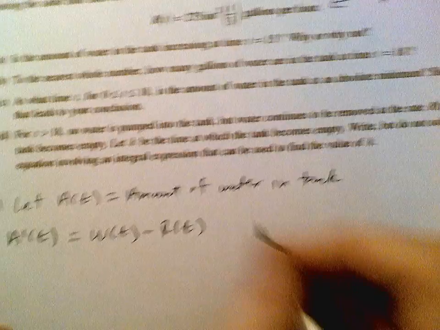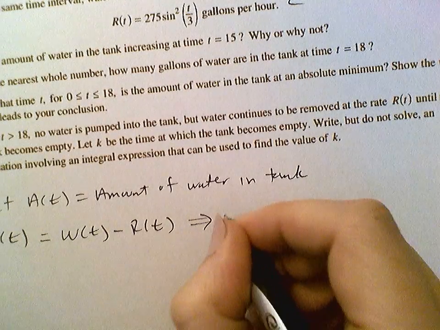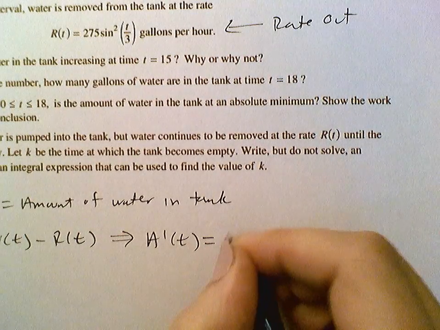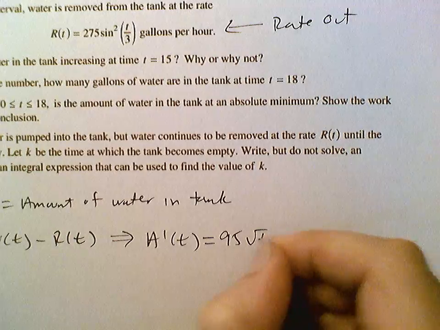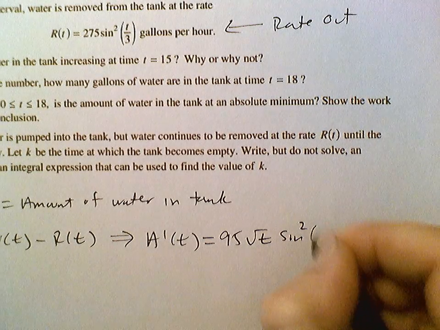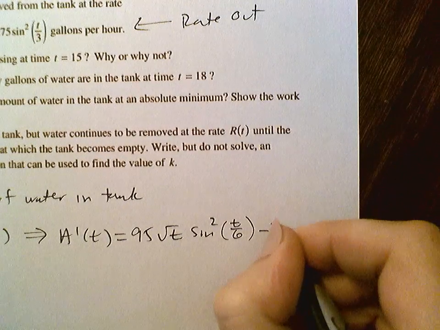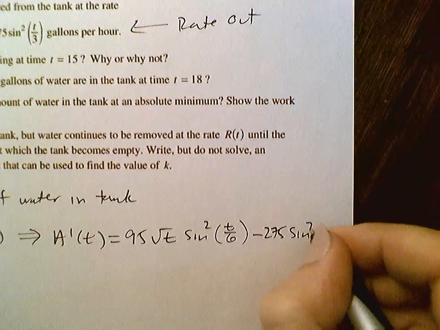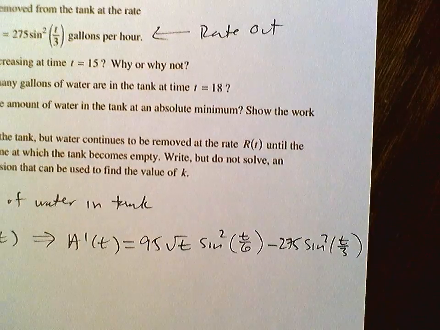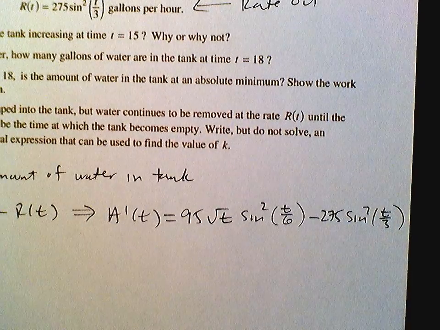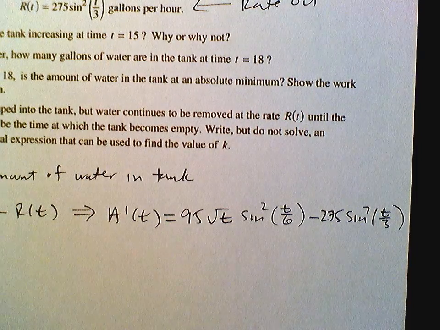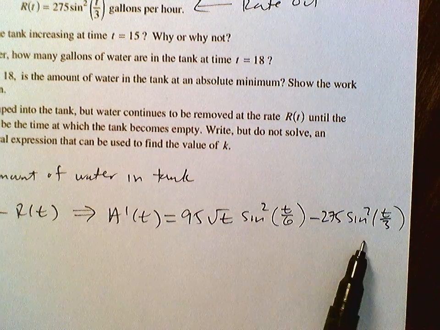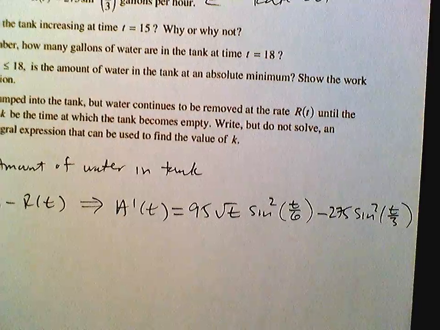And so I have that A prime of t is equal to 95 radical t sine squared of t over 6 minus 275 sine squared of t over 3. So this gives me the rate of change of the water in the tank. Rate in minus rate out, and this comes up a lot on the AP exam.